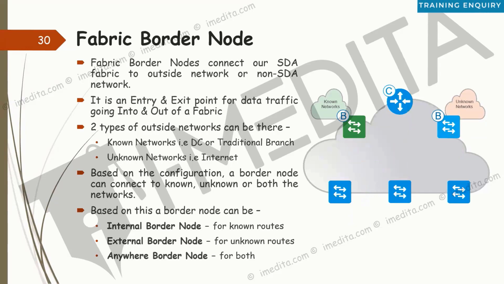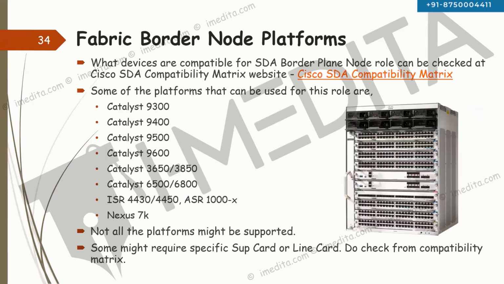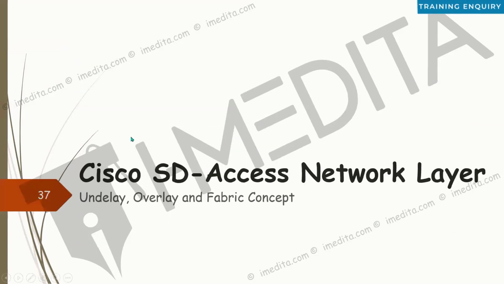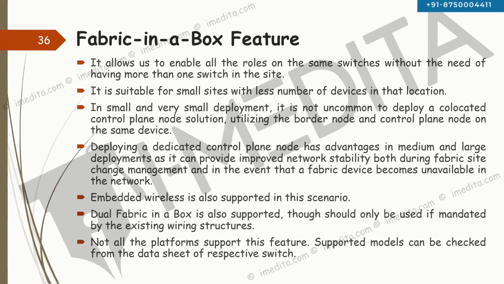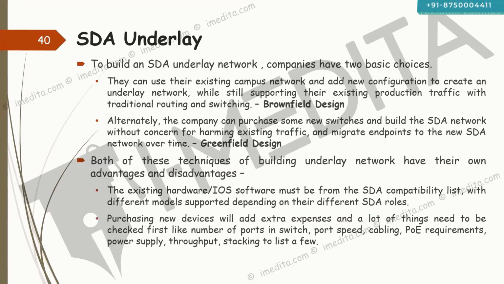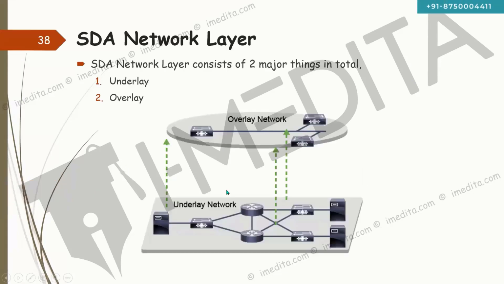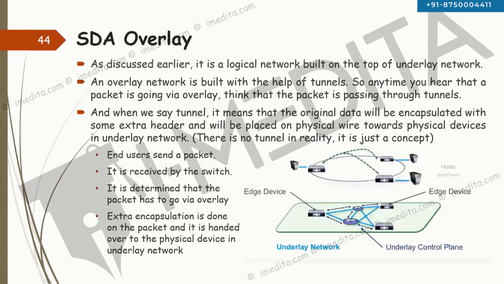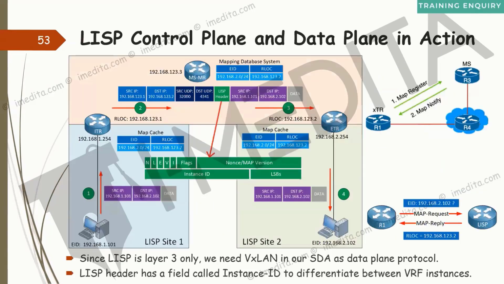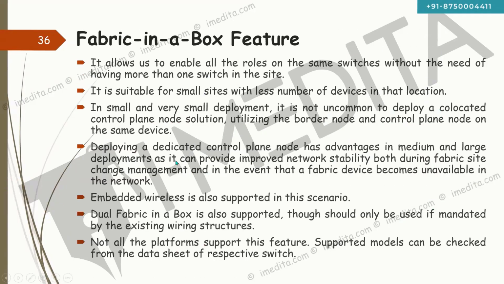This is all going to be covered in our next layer. These are the platforms for the border node. Again, you can check the compatibility matrix for the same. All these things, from the LISP, VXLAN, and Cisco TrustSec point of view, will be covered in our next layer, which is what we refer to as the network layer. Here we will talk about the underlay, overlay, fabric, roles, protocols, VXLAN, LISP, IS-IS, all these things from the underlay and overlay point of view, in our next class. Meanwhile, for today, we are going to do only this much.